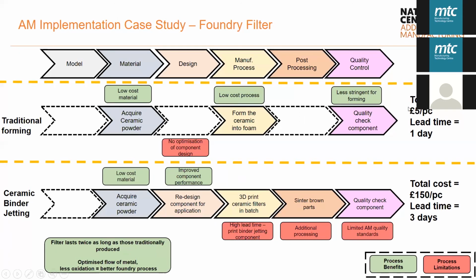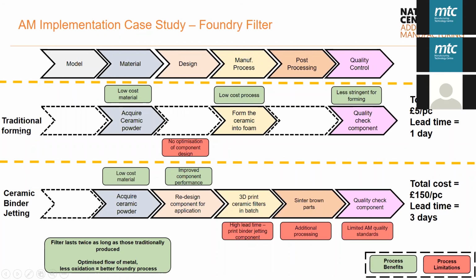So for the traditional forming case in this example, at the top over here, I've got the value chain, so the process steps. Usually we will start with a model. We will acquire some material. We will do a redesign potentially, or design. We will manufacture the component. We will post-process it, and then we will do some quality control and inspection.